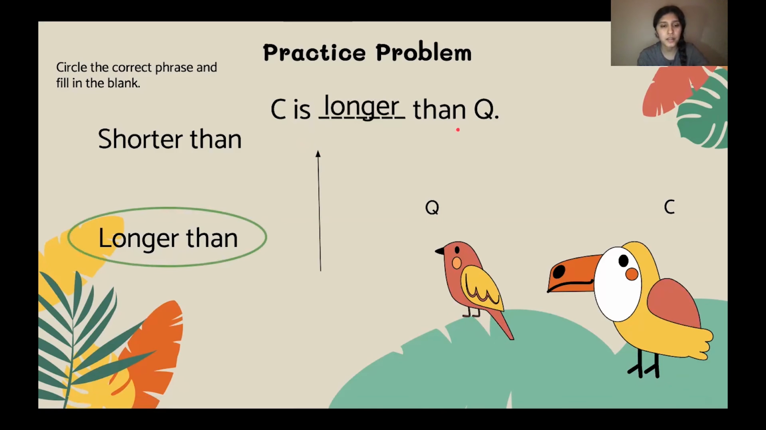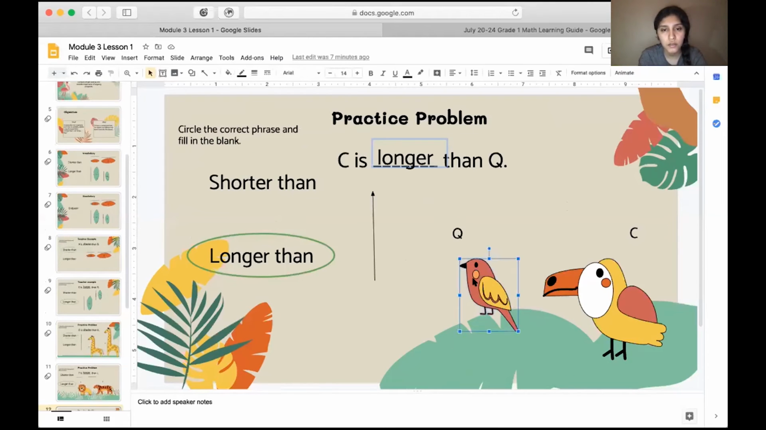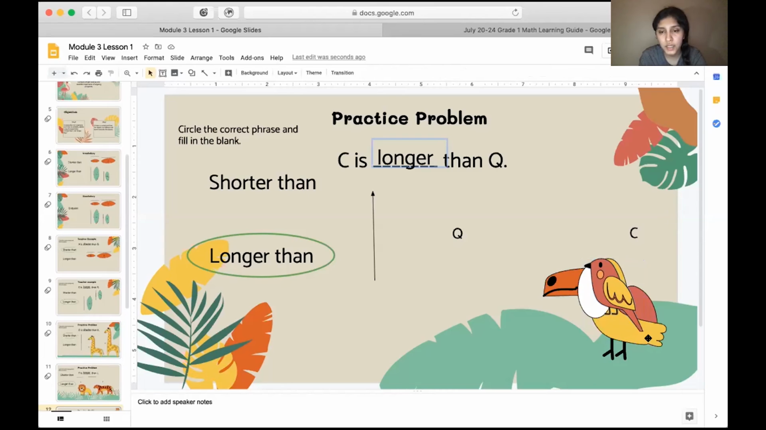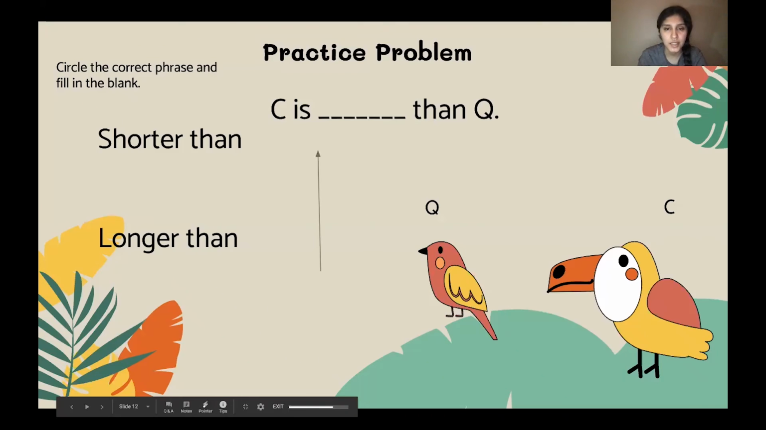And if you want, we can grab this Q and put it right where their heads are, one of their endpoints, and you can tell right here that C is a lot longer than Q. Now let's keep going.